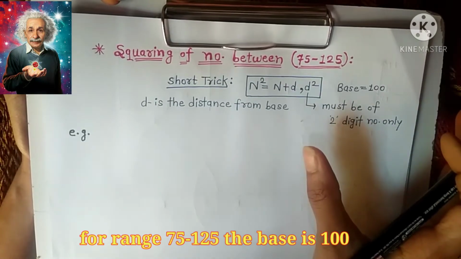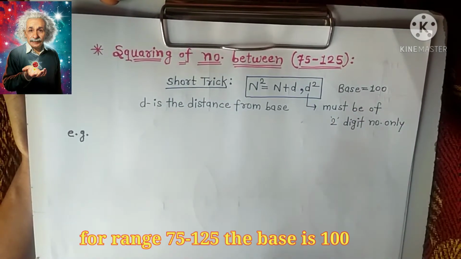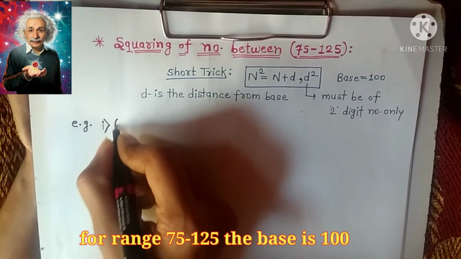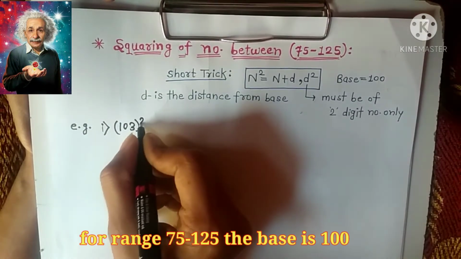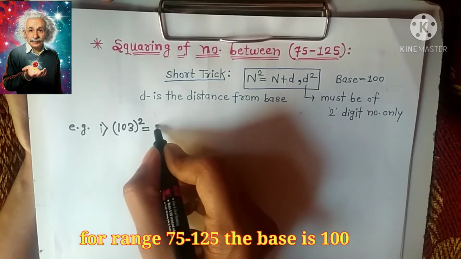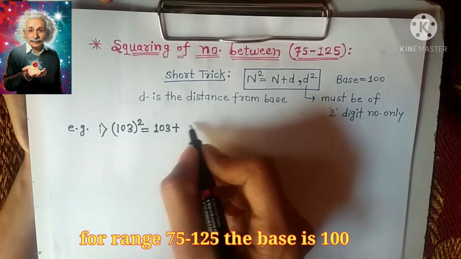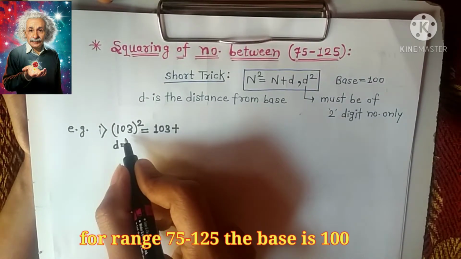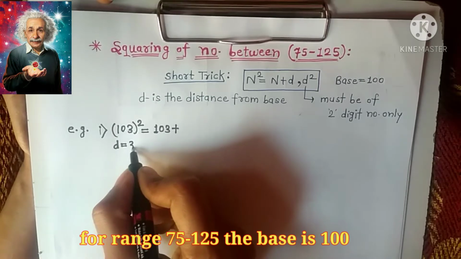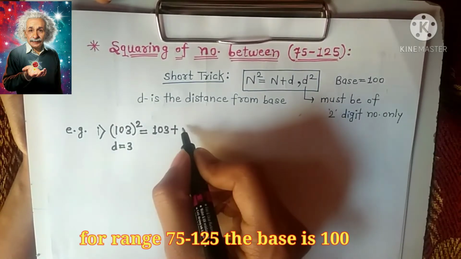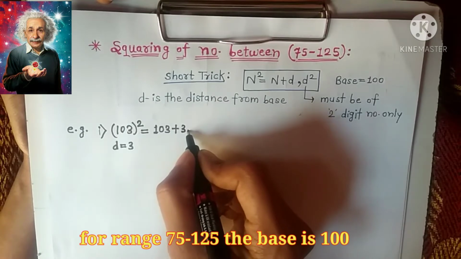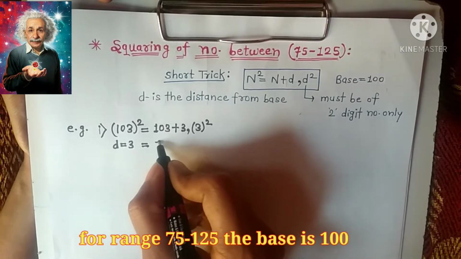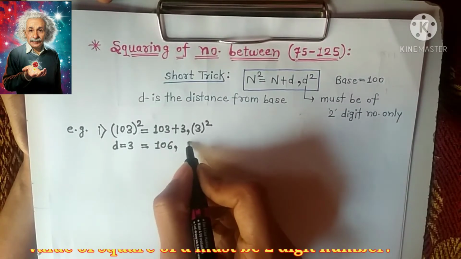So first we take an example. We take the numbers above base 100. For example, if we find the square of 103, here the value of n is 103 plus what is the distance for 103? For 103, the distance is 3 because 3 is the distance from the base 100. So here we write plus 3 comma 3 square. So we get 106 comma 3 square 9.